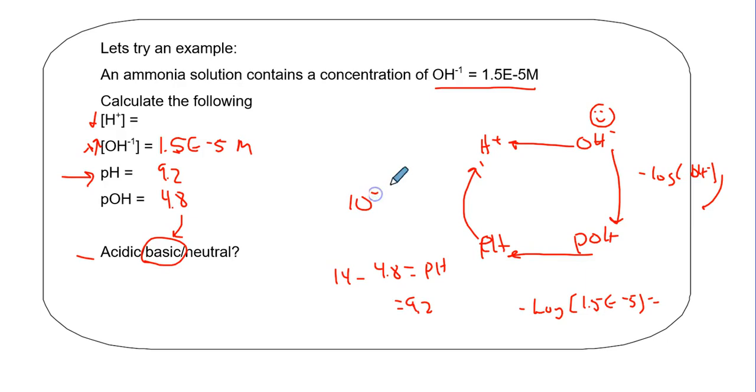10 to the negative 9.2 equals, and then, so second log negative 9.2 equals 6.3 e to the negative 10th. Alright, 6.3 e to the negative 10th, and that's moles per liter. Alright, so that's our basic math of our pH system. And that is where we'll stop for today. And again, go to your workbook, try some problems out. Let me know if you have any questions.